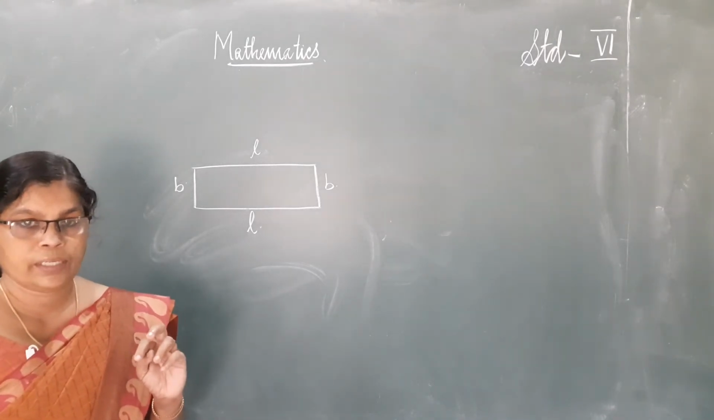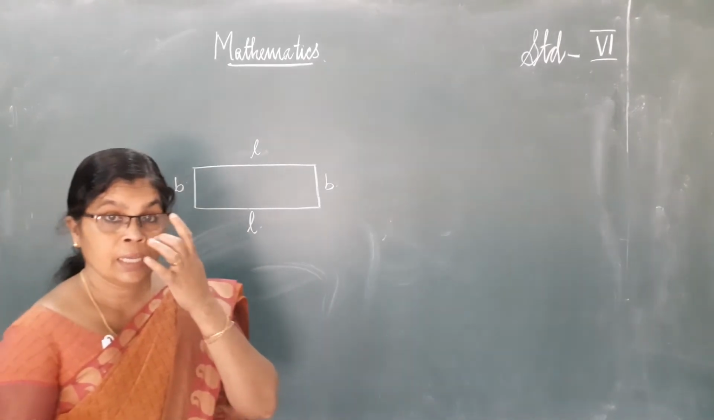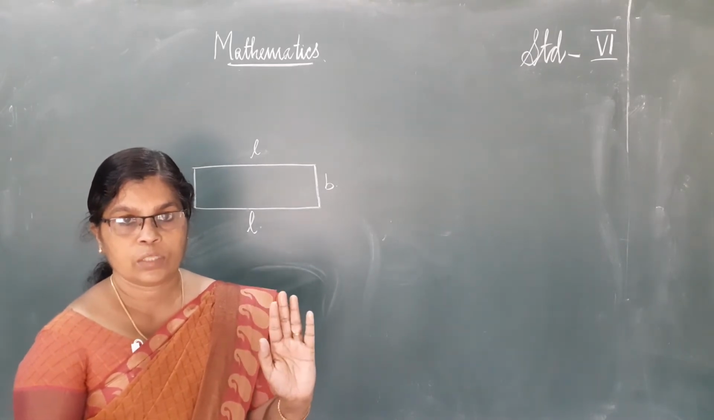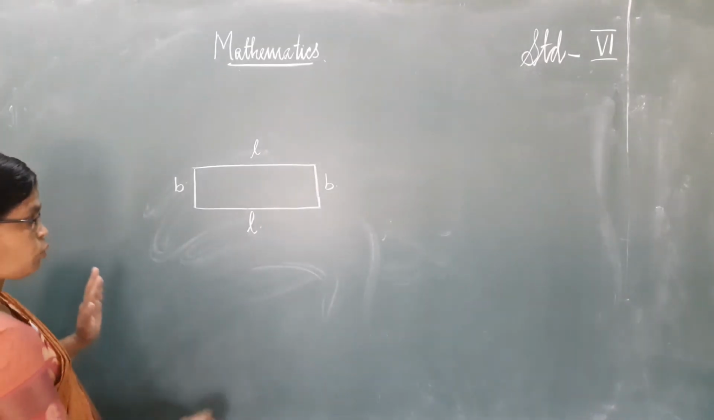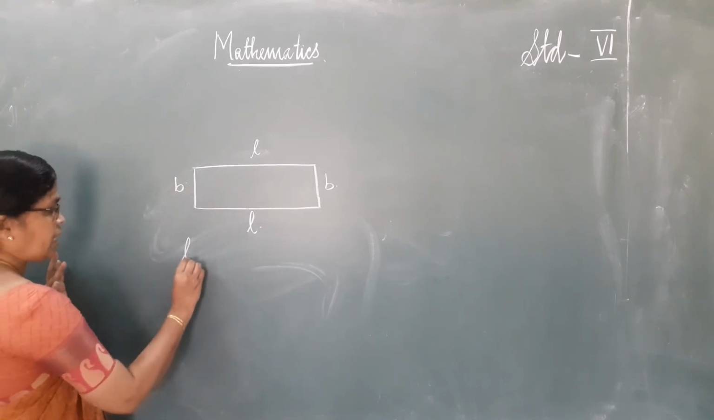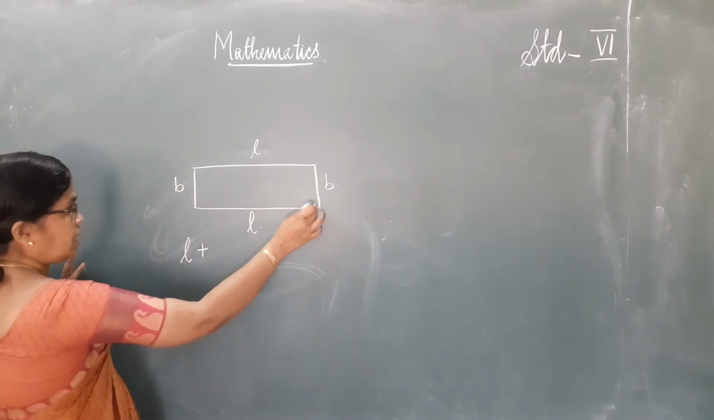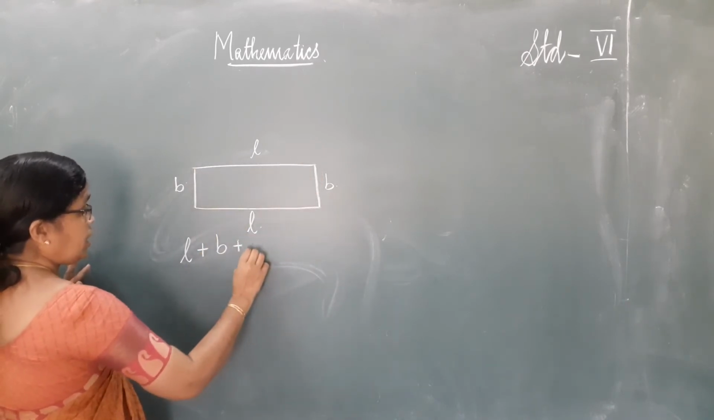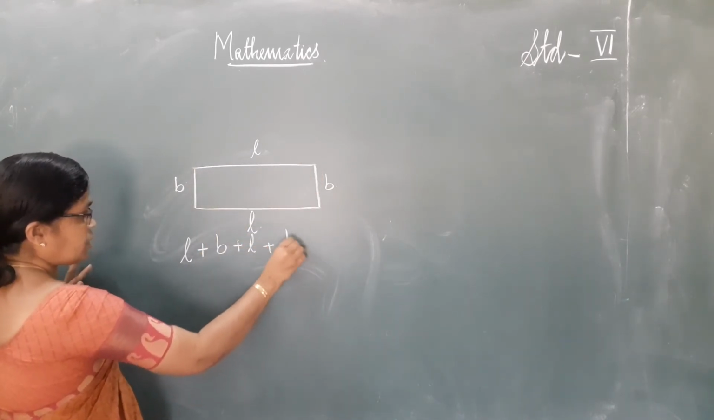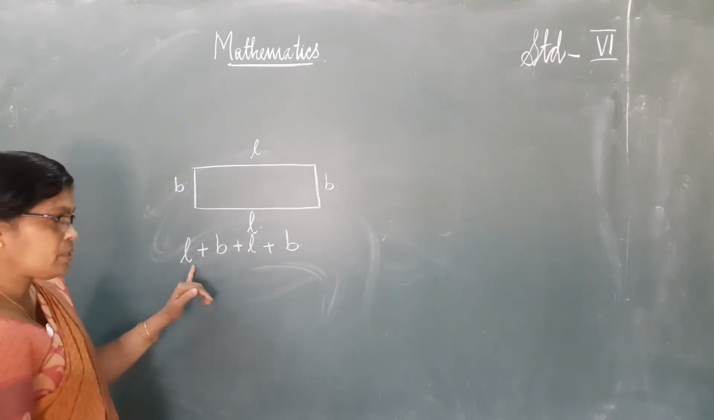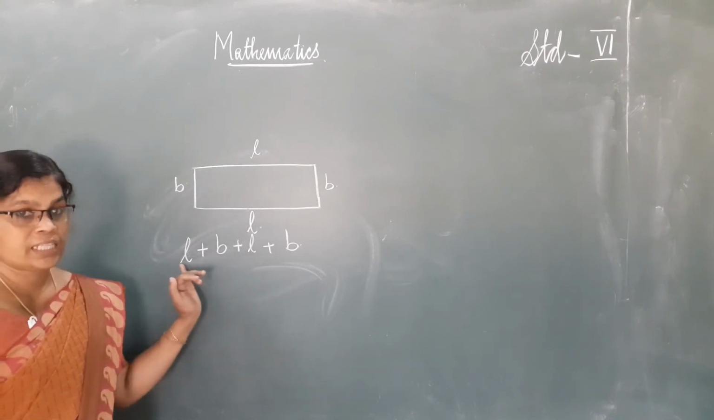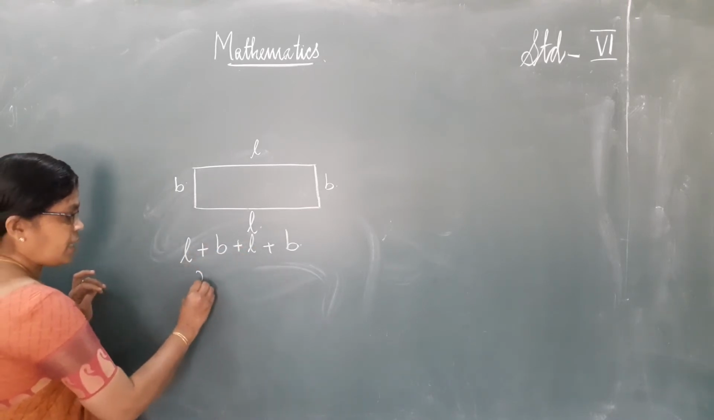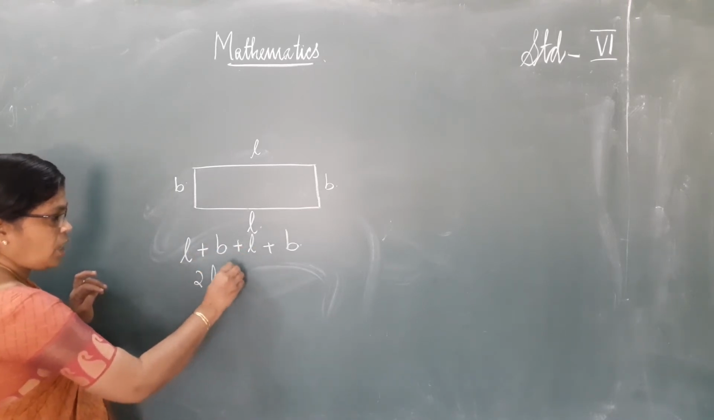Then how will you find the perimeter? Perimeter is the sum of the length of the boundary. So let us add the boundaries. That is length plus breadth plus, again, length plus breadth. How many times is the length here? How many lengths are here? Two times, isn't it? Two lengths. Length plus L, we can write it as 2L, plus how many breadths?